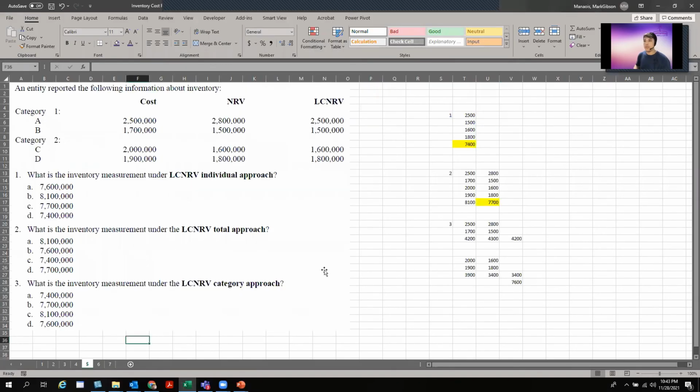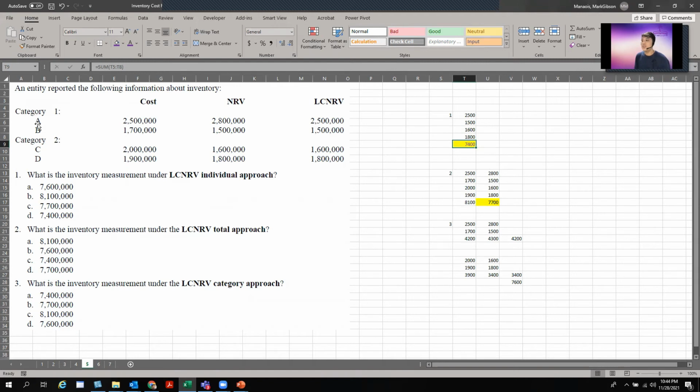Good thing about problem number 5 class, binigay naman na yung ano ba yung LCNRV. So binigay na ano ba yung lower between cost and NRV. No? So all we have to do is we just do the addition. No? So requirement number 1, ang hinahanap sa atin is individual approach. So in that case, we have 2.5 plus 1.5 plus 1.6 plus 1.8. So that would be 7.4 million pesos. Individual approach class, meaning we have to look into the cost individually.